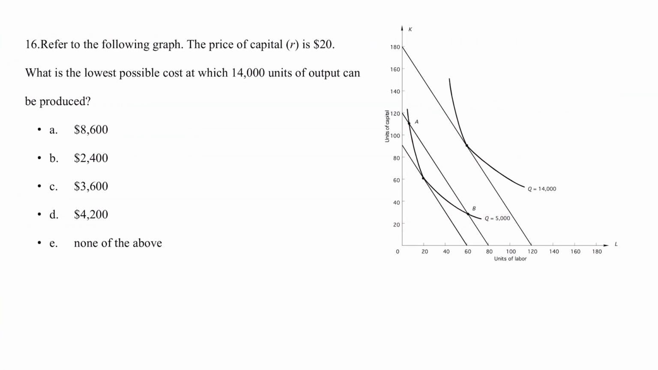Refer to the following graph. The price of capital R is $20. What is the lowest possible cost at which 14,000 units of output can be produced? So we're going to find Q equals 14,000. We're going to look at the isocost line that hits that. The isocost line that hits that uses 180 units of capital, so 180 times 20 is 3,600, which is C.